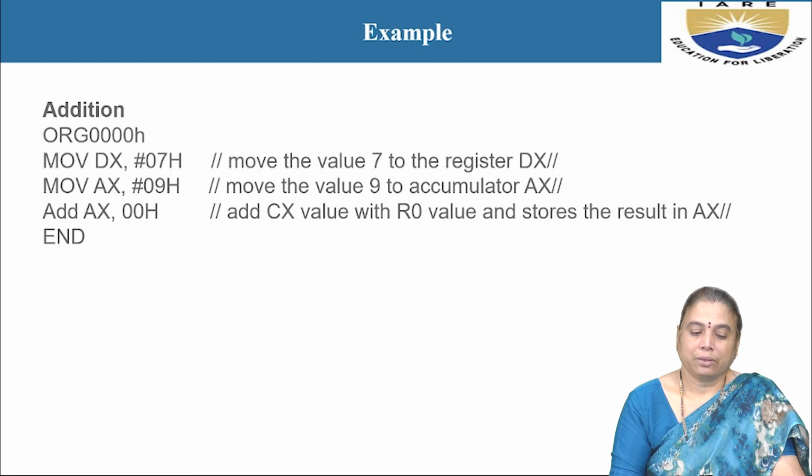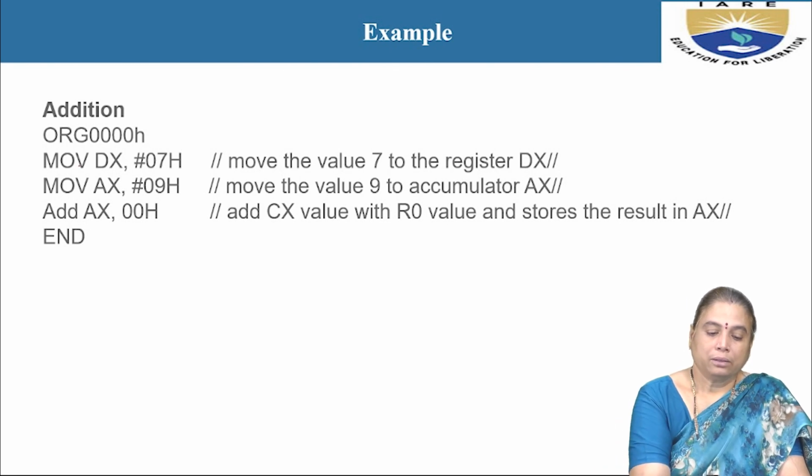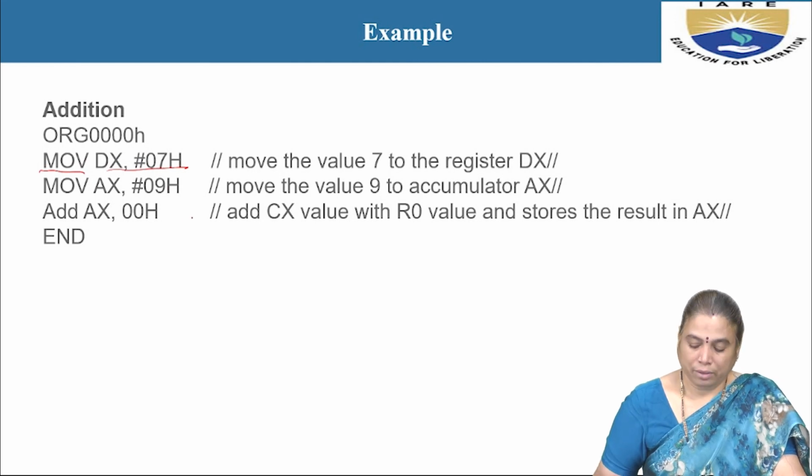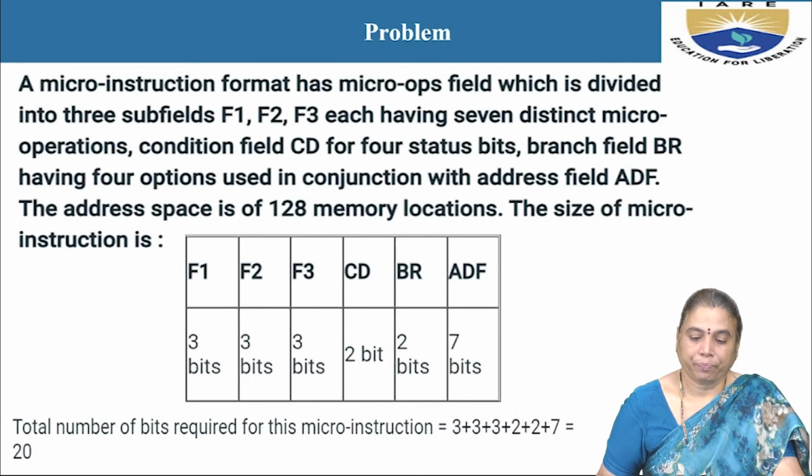And this is the example. So here this is the micro operation and this is the address field. So in this way micro instructions can be specified in the assembly language. So an assembly language program can be a collection of micro instructions.